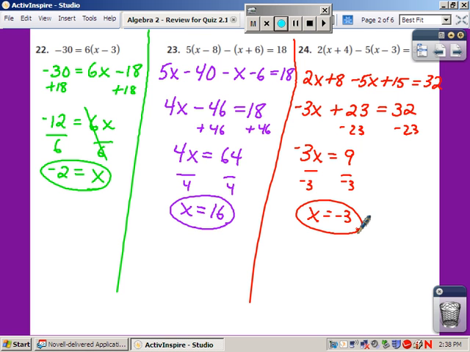Some common mistakes would be up here in this one, forgetting to distribute the negative to both. Or here, maybe forgetting that the negative 5 is one thing and it gets distributed to both of those terms. Pretty common mistake.